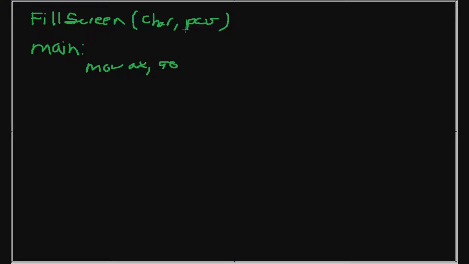And now we're going to call FillScreen, and the first thing we have to do is push the parameters onto the stack. So we're going to push character and the position variable. Then we're finally going to call FillScreen.